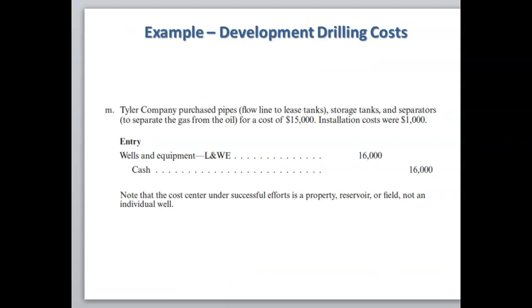Tyler Company purchased pipes, storage tanks, and separators for a cost of $15,000. Installation costs were $1,000. So this is the same as if it was an exploratory well. We would debit wells and equipment for lease and well equipment for $16,000, and we would credit cash.